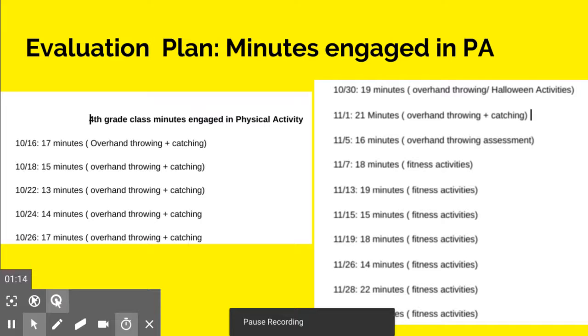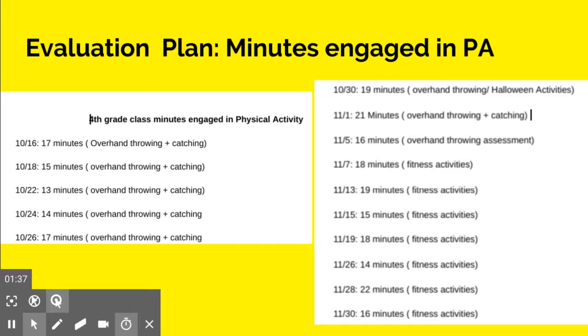So the first step of the evaluation plan was to measure minutes that students engage in physical activity. Use a stopwatch for each class. Every activity was timed from start to finish, and then stopped during transitions and instruction time, and then started back up again. On this slide, it shows the minutes each class students were engaged in activities.